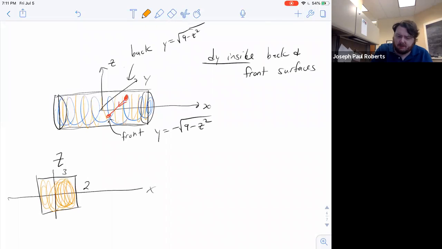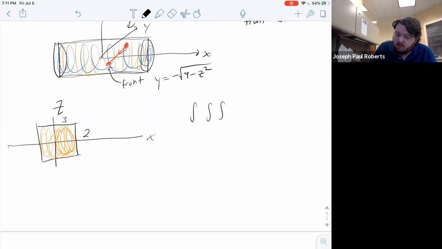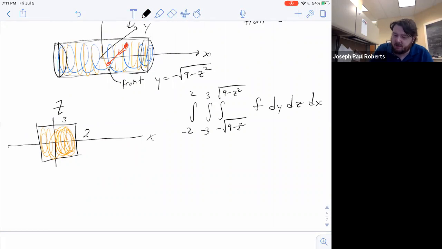Okay, and so I'll just do these out of order. We're down here, so if y is on the inside, we said y starts at minus square root of 9 minus z squared and goes to plus. And then if I do dz dx, it would be minus 3 to 3, minus 2 to 2 for my rectangle shadow. I could also switch that to be minus 3 to 3, minus 2 to 2. Same thing, minus square root to plus square root.